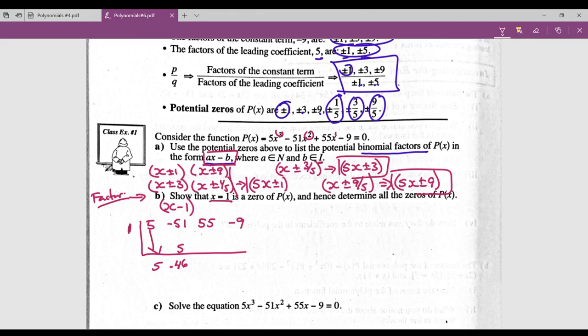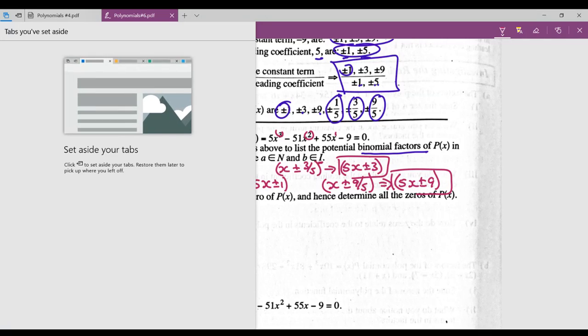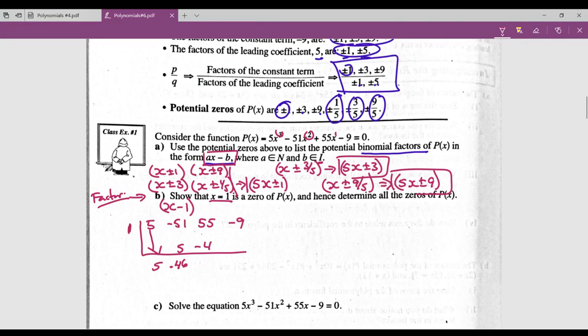Sorry. 1 times negative 46 is negative 46. 55 and negative 46 is 9. 1 times 9 is 9. And the other is 0, which is what we wanted. That means that x minus 1 is a factor.